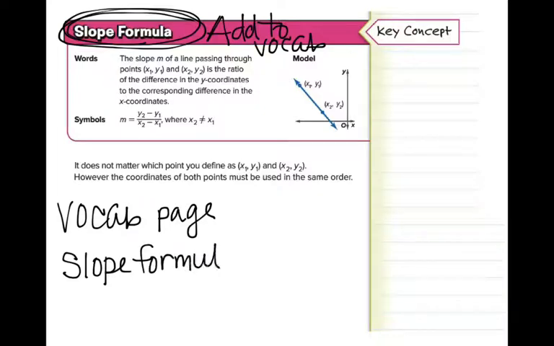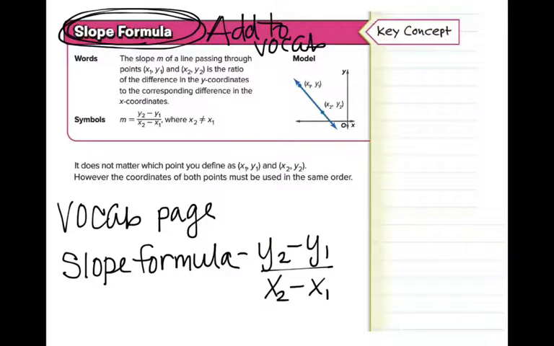formula. Now that y2 minus y1 over x2 minus x1 that I wrote over and over in your packet, that is the slope formula. If you're given 2 points, you can plug those 2 points into this formula and determine the slope. You don't need to draw a graph, you don't need to have a table. As long as you have just 2 points, you can figure the slope out. Okay?